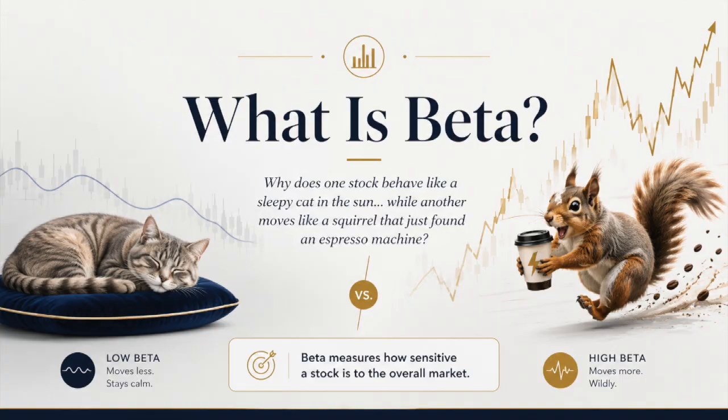Why does one stock behave like a sleepy cat in the sun, while another stock moves like a squirrel that just found an espresso machine? That difference is what beta tries to measure. Beta tells you how sensitive a stock is to the overall market. Or in plain English, if the market moves, how violently does the stock usually react?